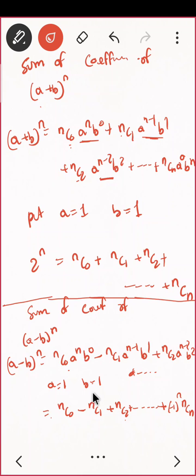If you put a and b as 1, then the answer will be 0. That means the sum of coefficients of a minus b raised to n is 0, and the sum of coefficients of a plus b raised to n is 2 raised to n. Do you agree?